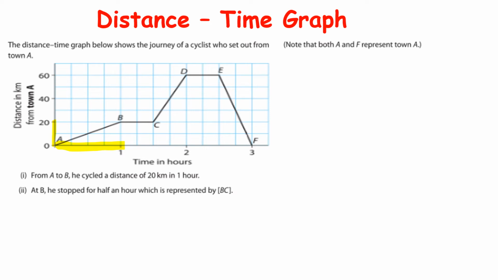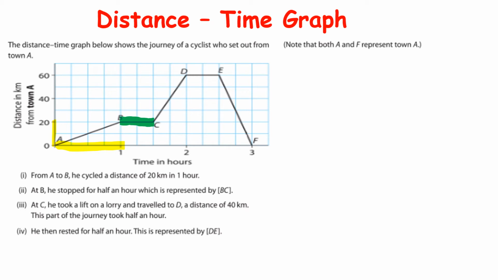Here at B, he stopped for half an hour. So that's this section here where he was stopped. So a flat line is saying that he hasn't, in that time, changed his distance. So if you don't change your distance, you haven't moved. You're still the same distance away. So he must be stopped. So a flat line on the graph tells us that he's stopped.